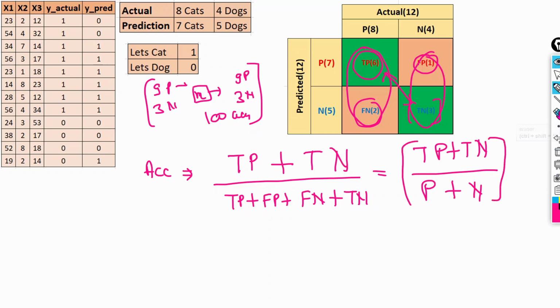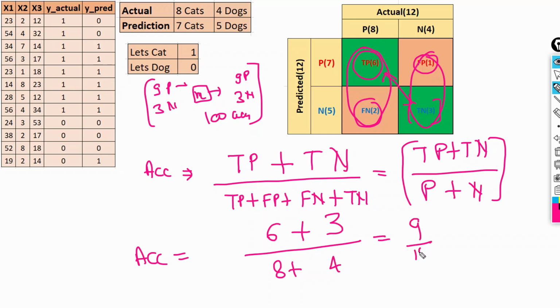So let's check in our case what accuracy we have. The true positive value we have is 6, true negative is 3, divided by the total: 6 plus 2 plus 3 plus 1, which is 12. So 9 divided by 12. This is the accuracy of the model we have. So this way we can calculate the accuracy.